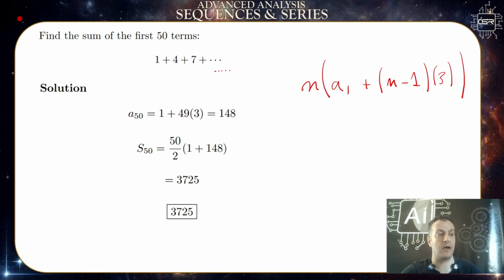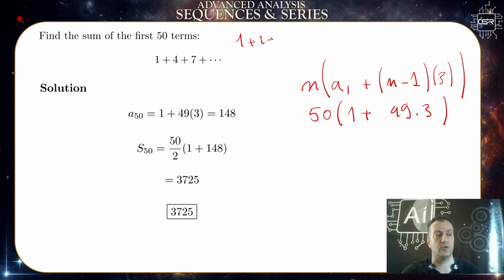Given that we don't have any values missing, it would be 50 multiplied by 1 plus n minus 1, which is 49 multiplied by 3. But in this case, you have half of the values missing, because if you notice, you have 1 plus 2 plus 3 plus then 4.